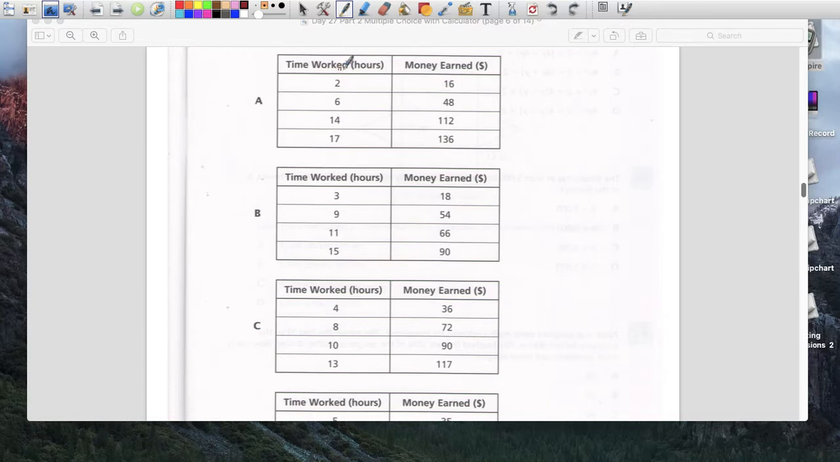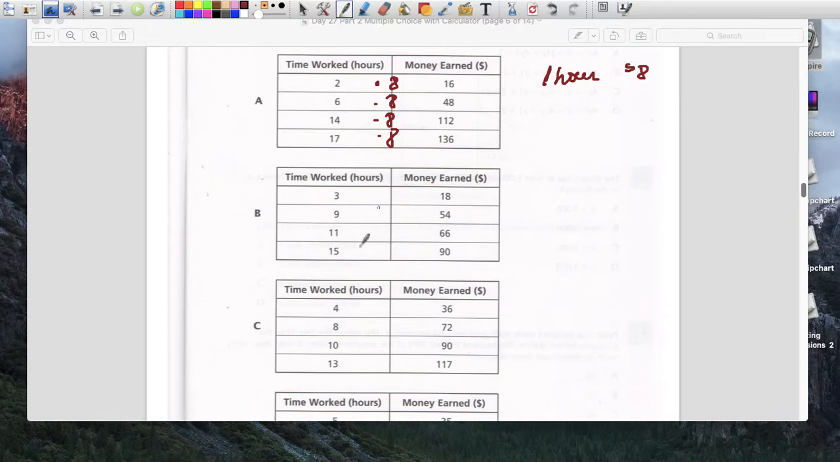You know what I can do? I'm going to put another 1 hour here. For letter A, what happens when it's 1 hour? If it's 2 hours, $16. What's the relationship? Times 8, times 8, times 8, and you'll notice that times 8 works for everyone. So 1 hour would be $8 for table A.